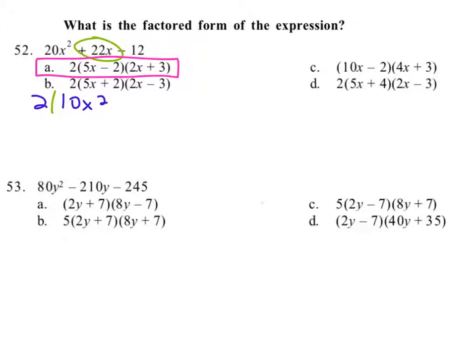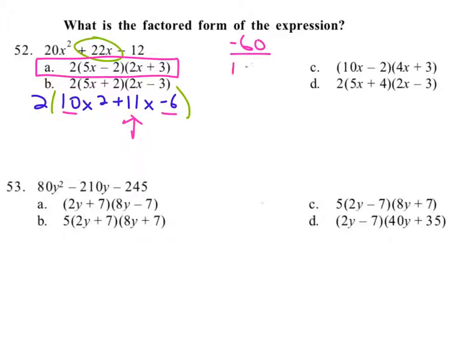10x squared plus 11x minus 6. And now, instead of trying to factor negative 240, you're really only factoring this times this, or negative 60, and it becomes much easier to factor. Okay? So A is still the right choice, but by doing it this way, with that 2 factored out, you could say, okay, now we're looking for two numbers that add together to be 11.